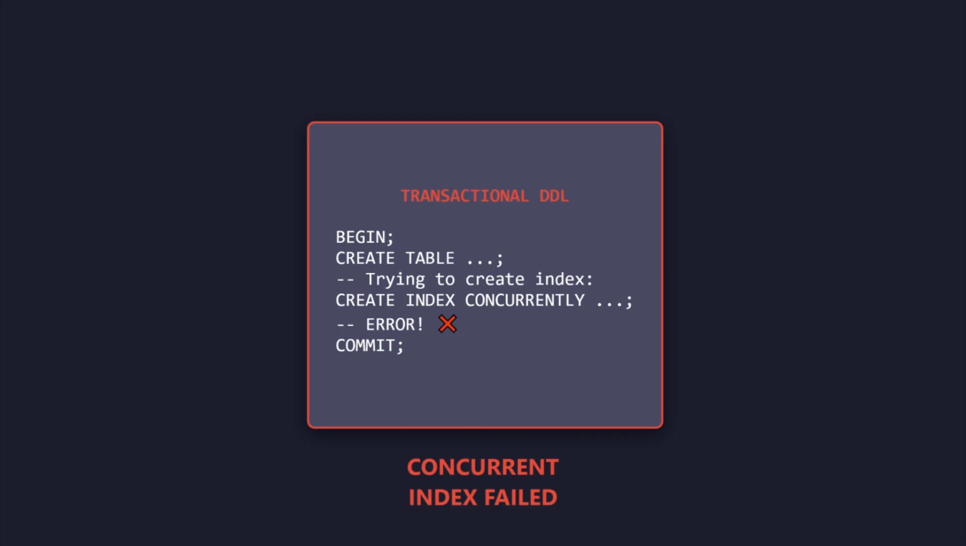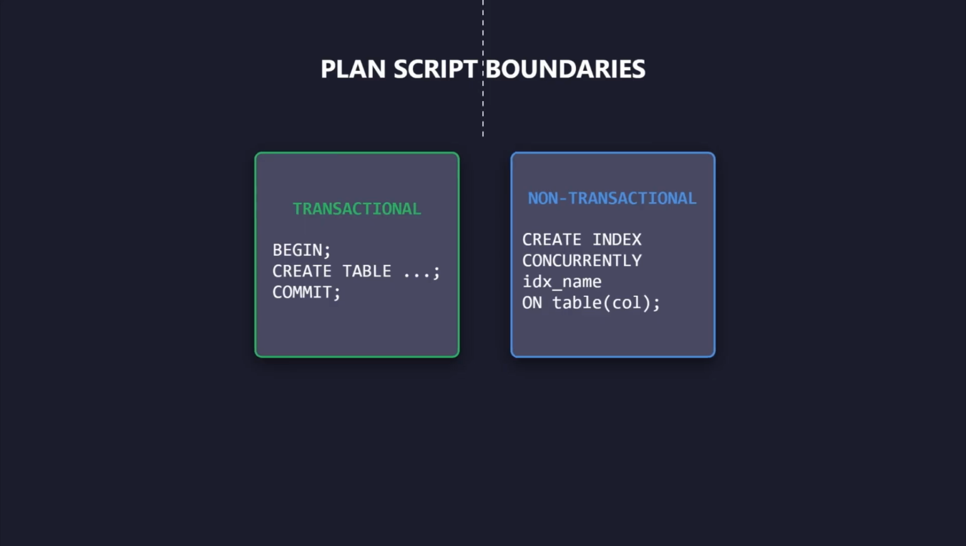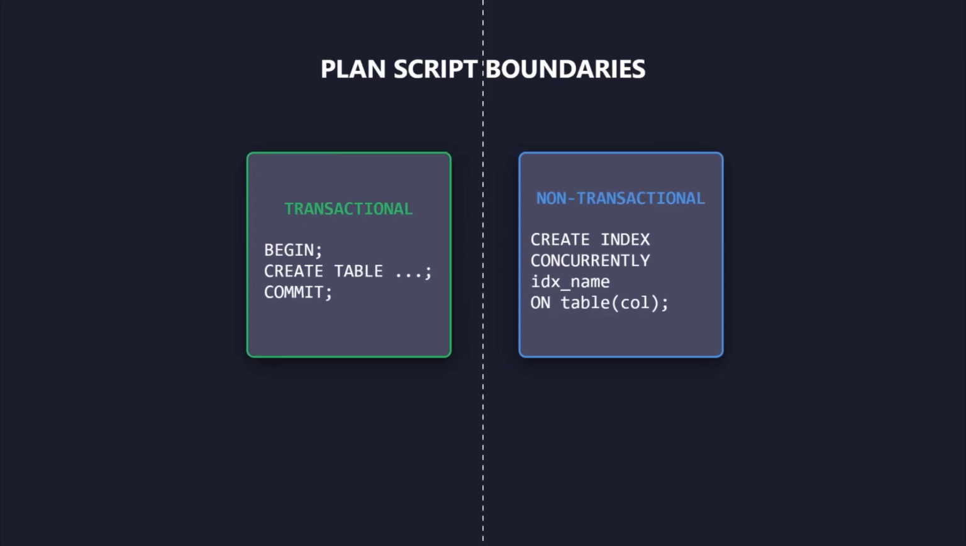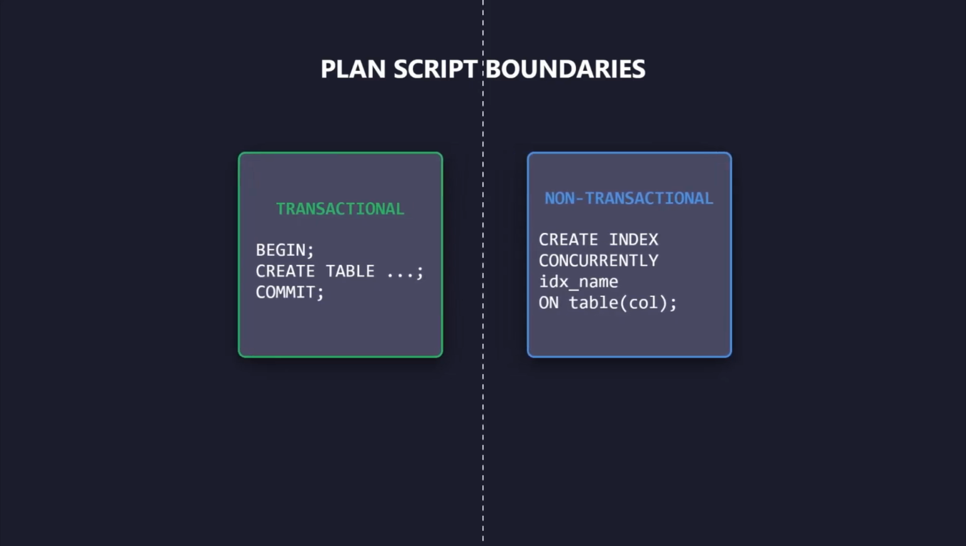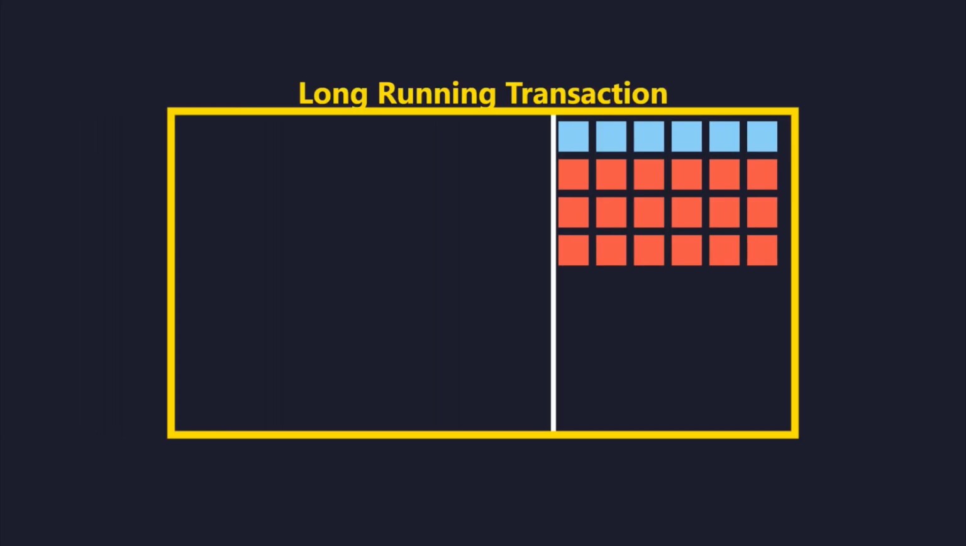Postgres supports transactional data definition language, meaning you can roll back schema changes. However, concurrent index creation and certain enum additions cannot run inside a transaction block. Plan your script boundaries to accommodate these specific database engine requirements.